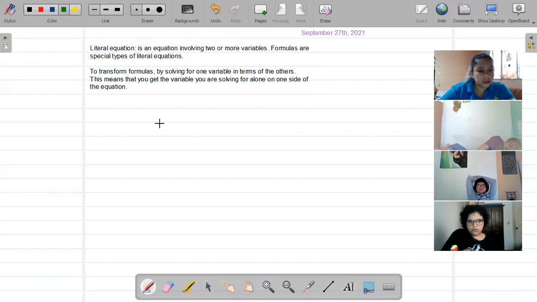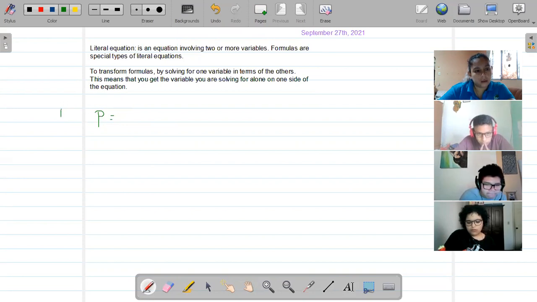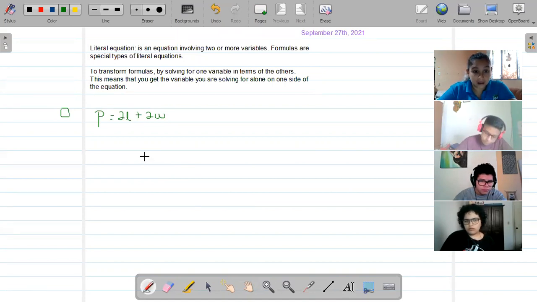So an example, I'm going to give you the example of perimeter. The formula for the perimeter of a square or a rectangle is P equals 2 times the length plus 2 times the width. That's the formula, okay? But let's say that I want to solve for W. That's what I'm going to ask, to solve for the width. So what are you going to do to solve for the width? I'm going to do it in black.